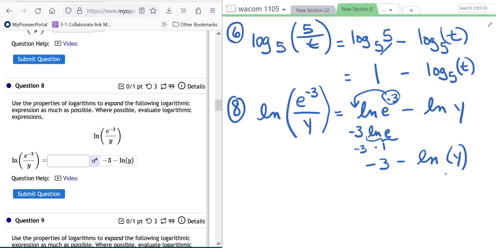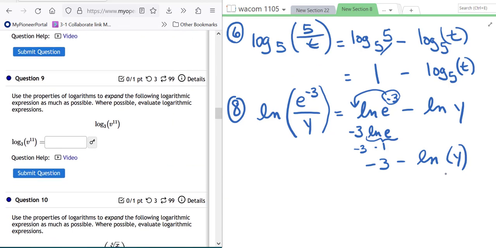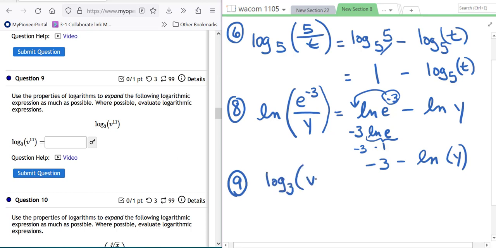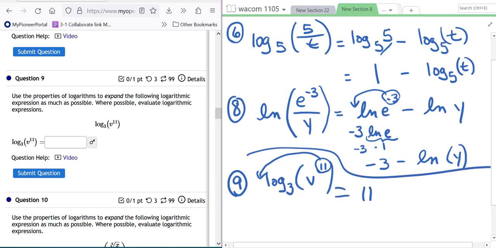So number 9 starts with our third property that I had listed, and this one will fit here. It's short. So some of these will be pretty fast for you to do. And this one was the third property. So you have a log of something to a power. Take the power down out in front. So this is equal to 11 times the log base 3 of v.